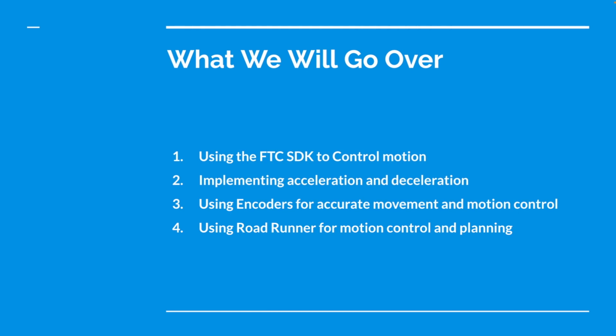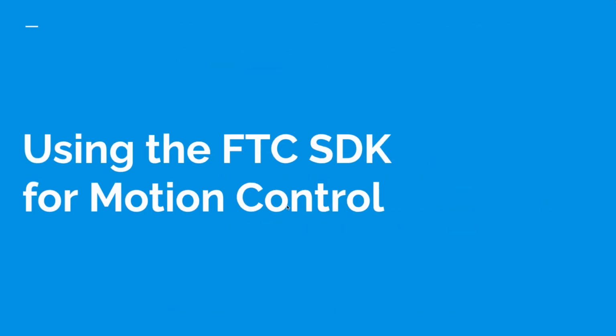Next, we will show you how to use encoders for accurate movement and motion control, and then we will give you links for how to set up Roadrunner, which is a library used for motion control and motion planning, and we will write some simple code with Roadrunner. Let's go over using the FTC SDK for motion control.